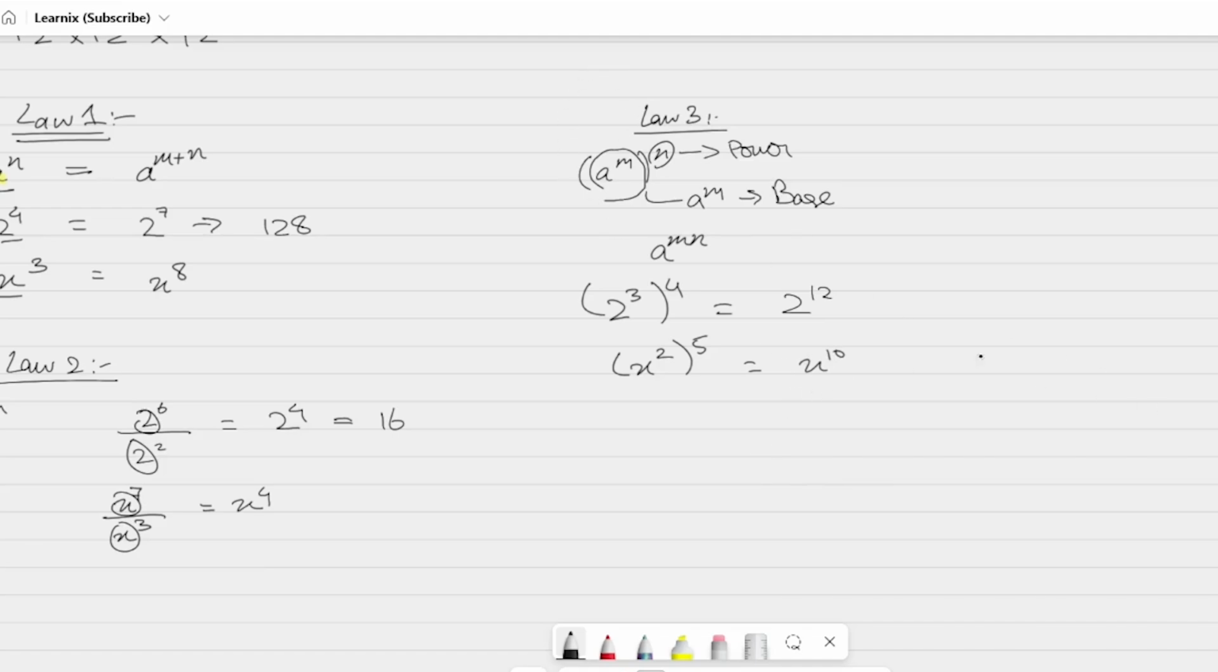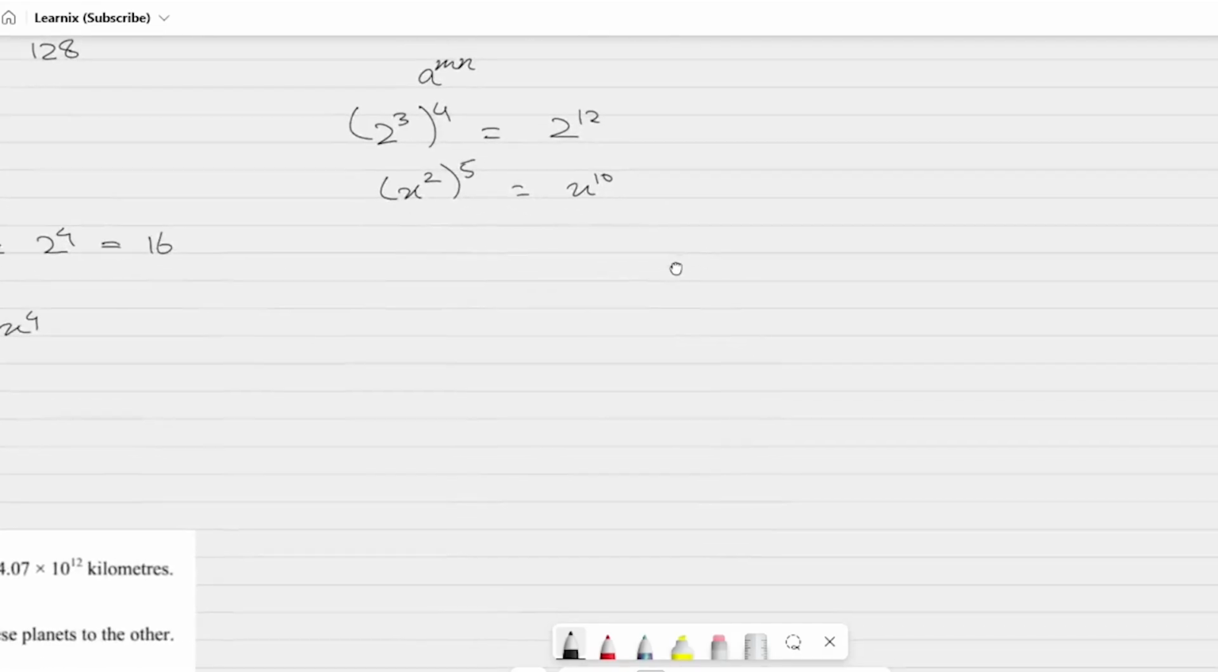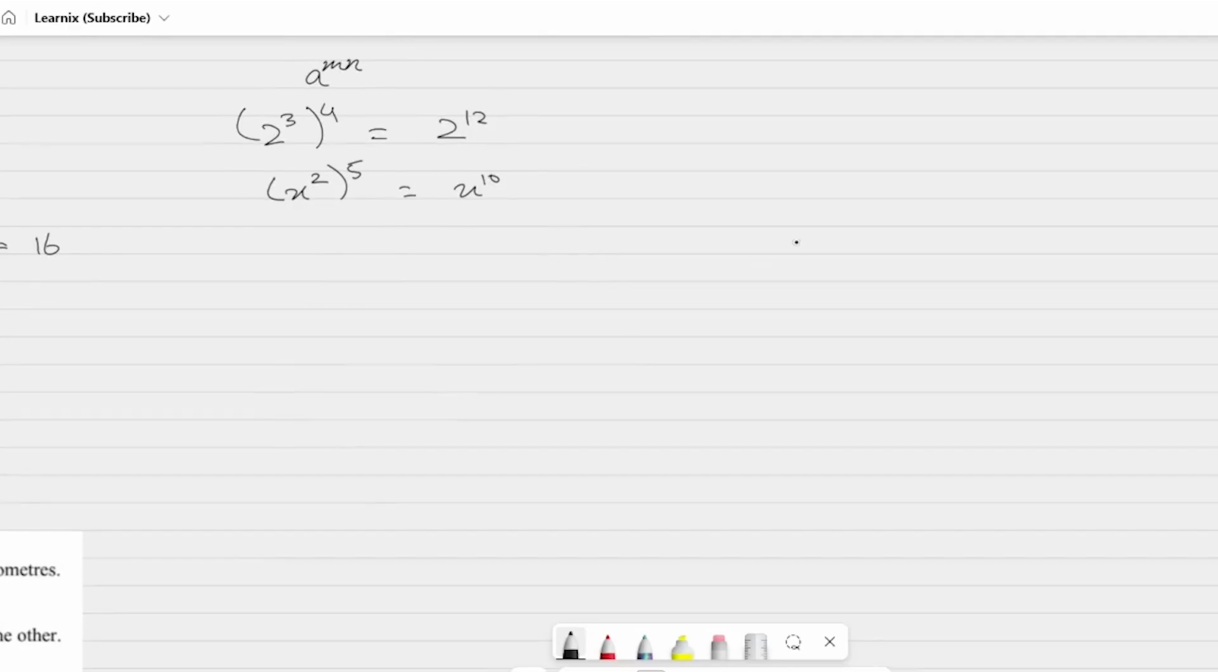Okay. Moving on to zeros and negative indices, right? These are two special cases that you need to know. So let's say you have a to the power of 0. A to the power of 0 would equal 1. Anything to the power of 0 is going to be 1.